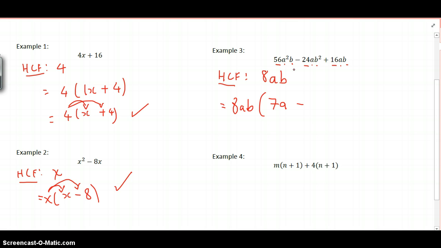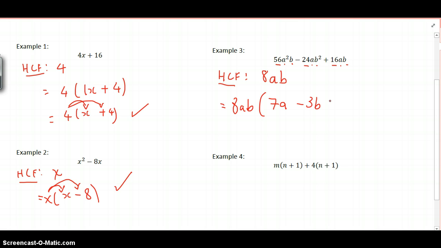What is 24 divided by 8? 24 divided by 8 will be 3. What is A divided by A? That's just 1, so it cancels out. And what is B squared divided by B? That will just give us 1B.